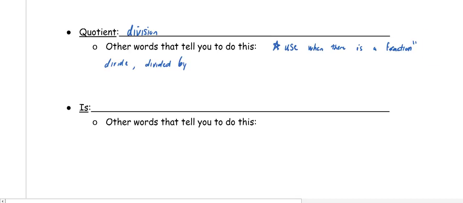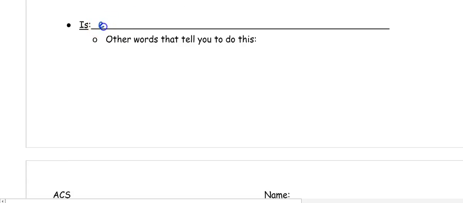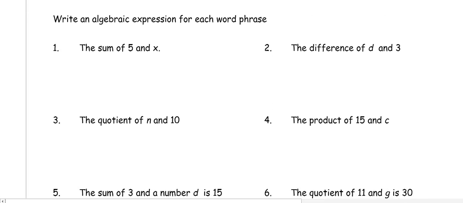Our last word then is "is." Is is going to represent equal. So what's going to happen for is, we're just going to place an equal sign in our mathematical expression, our equation. So first, let's work on writing an algebraic expression for each of the word phrases. The first one that we have is the sum of 5 and x. So we're going to use 5 and x, and in the middle we're going to put our operation, which is sum. Remember that sum is addition, so we would have x plus 5.